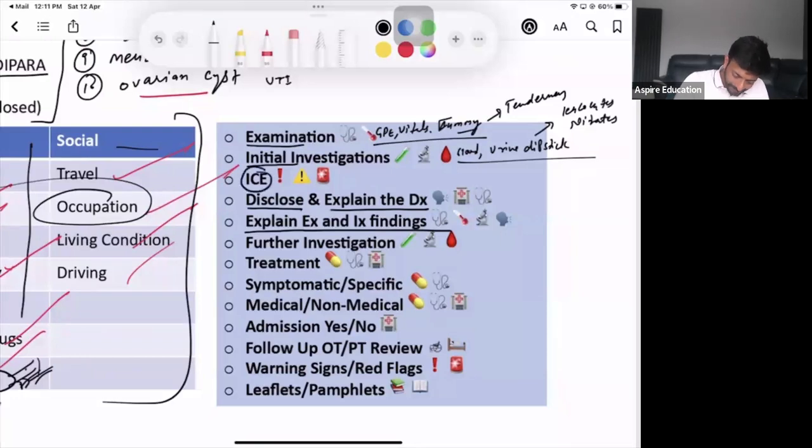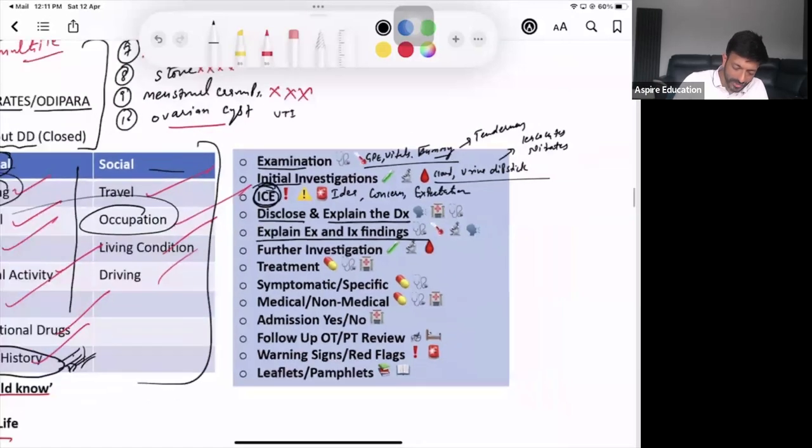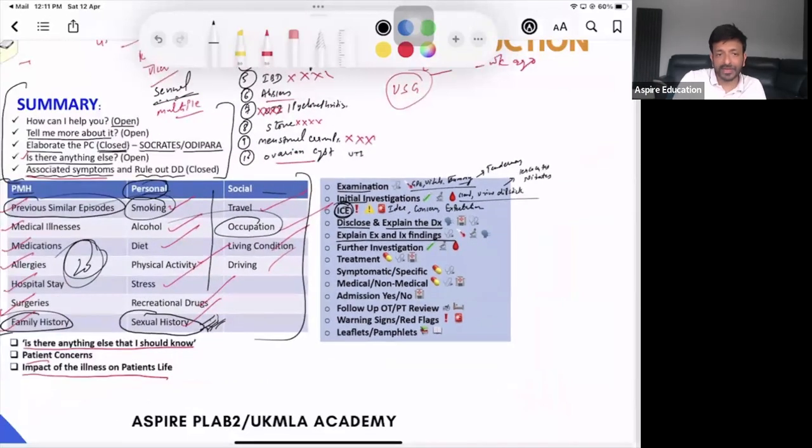What is this ICE? This is your biggest friend. This is the most important friend, I would say, in the PLAB-2 exam. Idea, concern, and expectation. You know why I've written it here? Do I need to do ICE here only? Can I do it anywhere else? The answer is you can do it anywhere else you want. You can do it more than once. You can do I here, I in the beginning, C maybe here, E here. It doesn't matter at all. Wherever you want, you can do it.